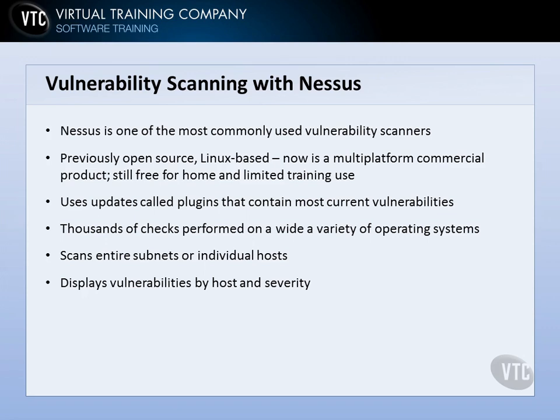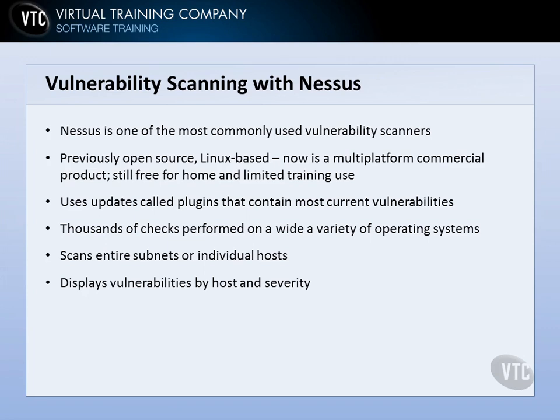Now, Nessus has to have its vulnerability databases updated periodically, and it uses updates called plugins. These plugins contain the most current vulnerabilities that are out there, that have been analyzed and included in the plugins for Nessus. Obviously, you'd want to do this a couple of times a week, at least, because plugins are released all the time. These plugins enable Nessus to perform thousands of checks on a wide variety of different operating systems, including Mac OS, Linux, Windows, Unix, and so forth.